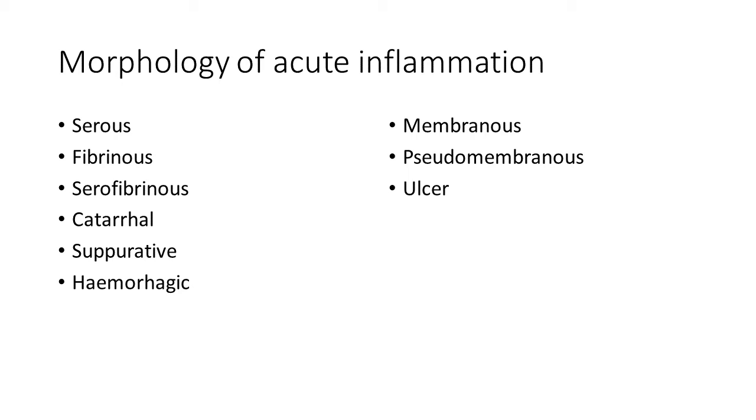Apart from these varieties based on exudate, there is also the membranous type where there is deposition of a true membranous structure, as in membranous bronchitis. There is the pseudomembranous type where there is deposition of fibrinous membrane-like material. Here, plasma exudes on the surface and coagulates. This, together with necrosed epithelium, forms a false membrane, and this is called the pseudomembranous type. And then there is ulcer, which is defined as a local defect on the surface epithelium. That's it for the morphology of acute inflammation.